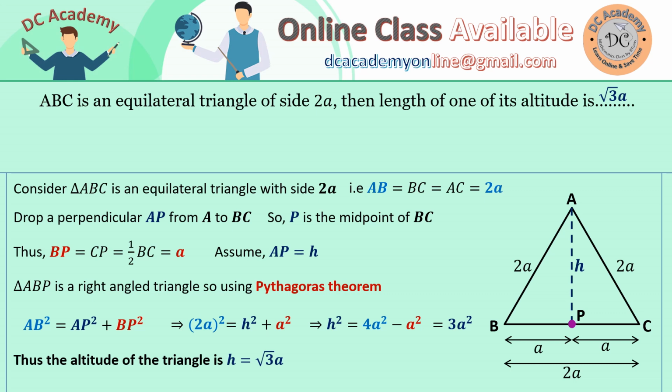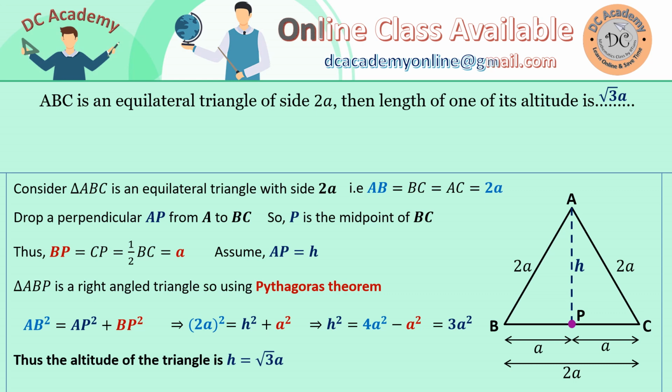Now this particular problem can also be solved by equating the area. For example, you can try. So let's discuss that. Here we know that the area of an equilateral triangle is always equal to root 3 by 4 a square. And the area of the triangle from the figure is 1/2 BC into the height AP. So what is 1/2 BC? That's a. So therefore a times h is equal to root 3 by 4 a square.